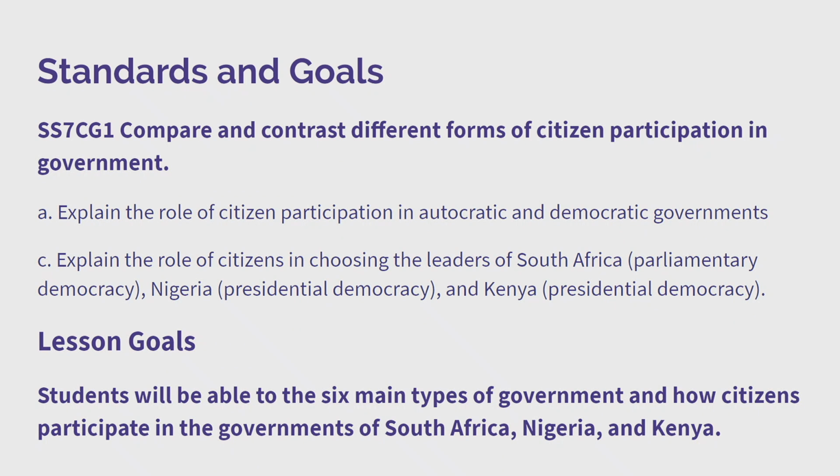All right, standards and goals. Today's standard that we are looking at is compare and contrast the different forms of citizen participation in government. We're specifically looking at the participation in autocratic and democratic governments, and we are going to be looking at the countries of South Africa, Nigeria, and Kenya. My goal is by the end of the lesson, you are going to be able to talk about the 6 main types of government and how citizens participate in South Africa, Nigeria, and Kenya.